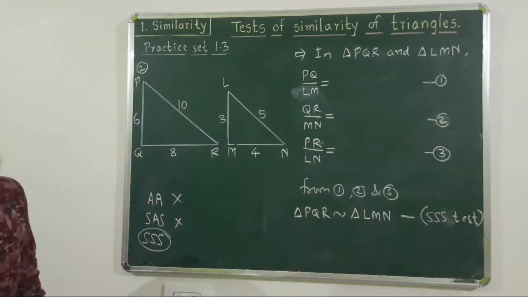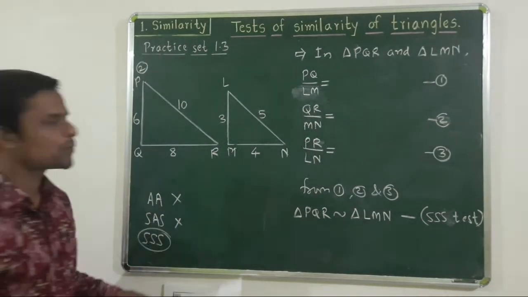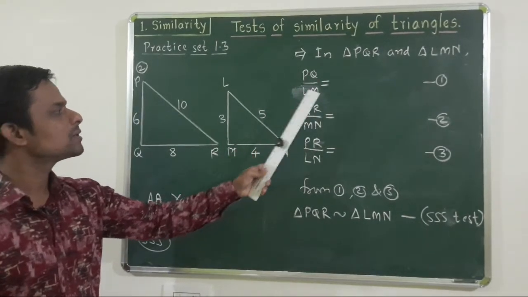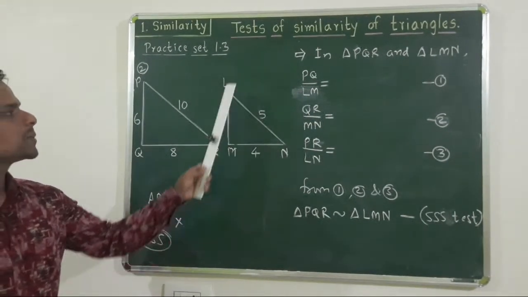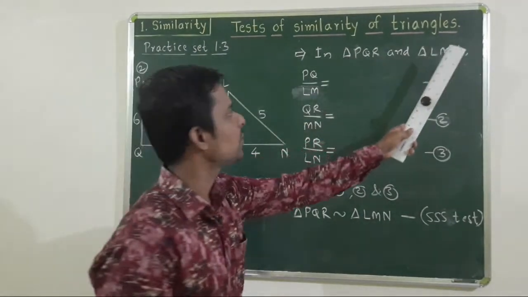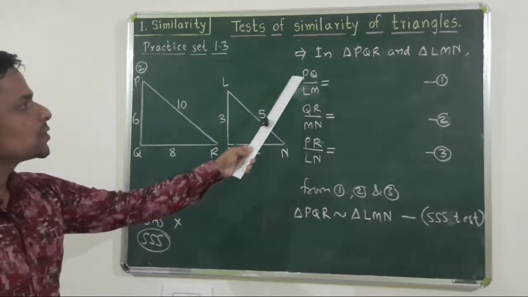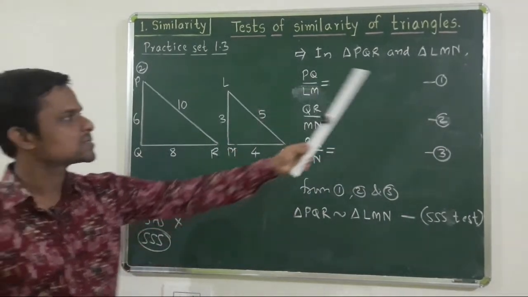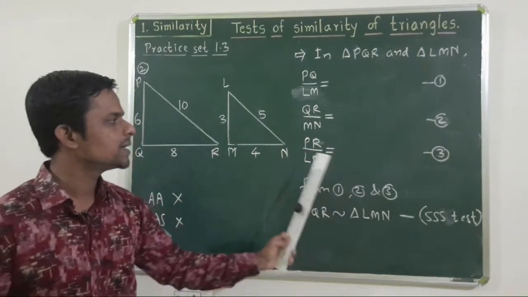Listen once again. Take ratios of corresponding sides. Correspondence between vertices is very important. PQ upon MN is wrong, or PQ upon LN, that will be wrong. This correspondence between vertices is very important. PQ upon LM will give the ratio 6 upon 3, that is 2. This will also be 2 and this will also be 2.